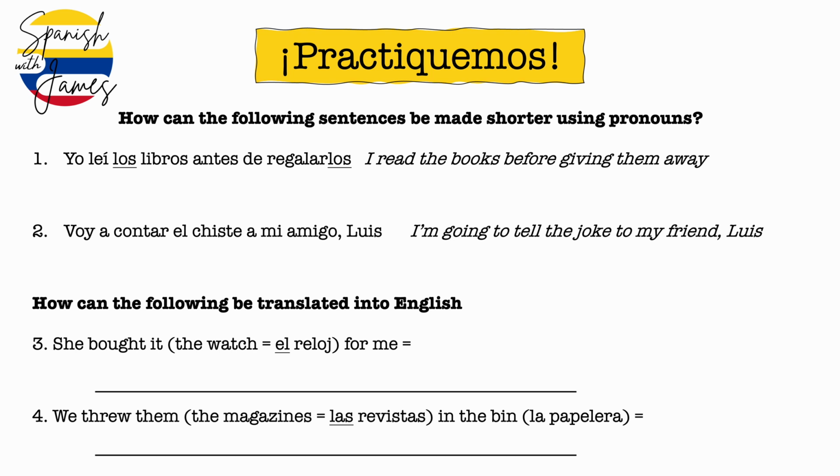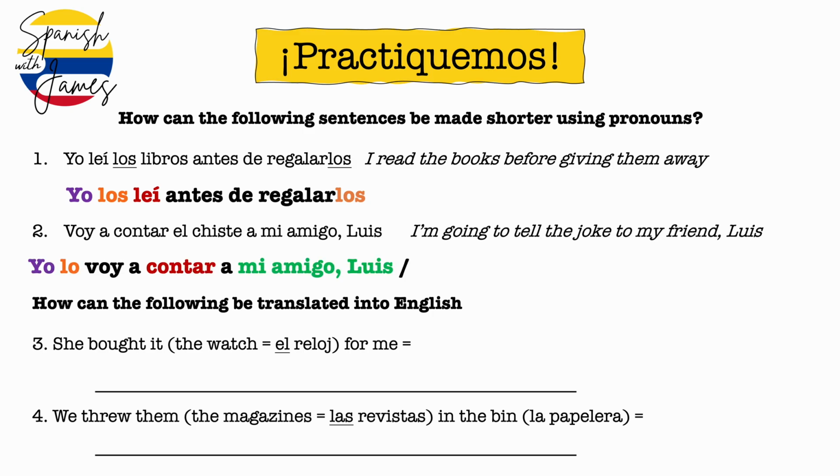Okay, número 1. Yo leí los libros antes de regalarlos. Now for this I could say yo los leí antes de regalarlos. Number 2, we've got yo lo voy a contar a mi amigo Luis. I could just replace one of those things. I'm going to tell it, or I, it, I'm going to tell to my friend Luis.